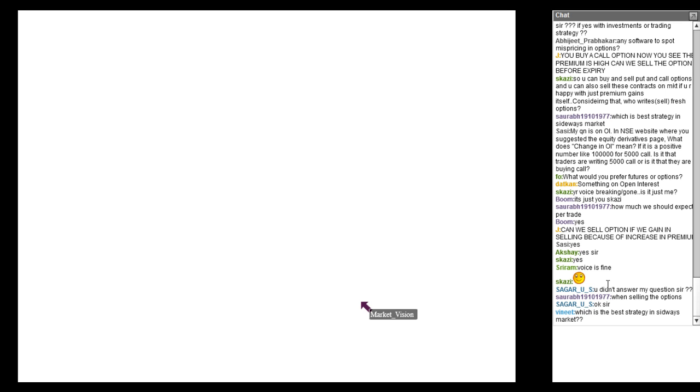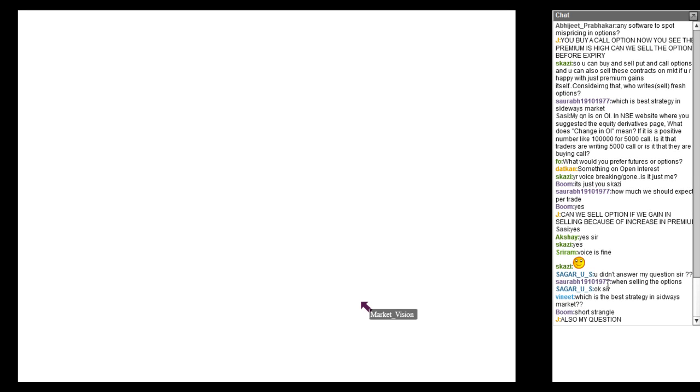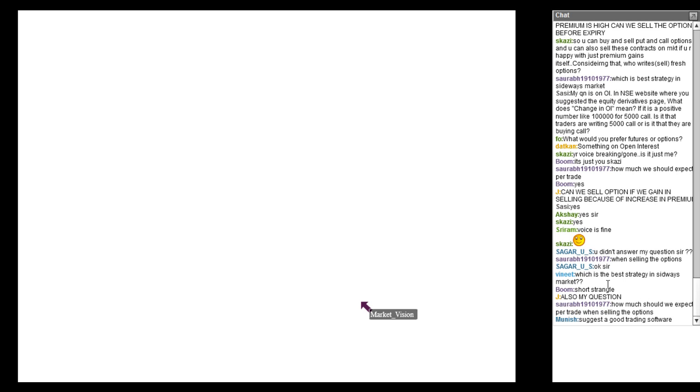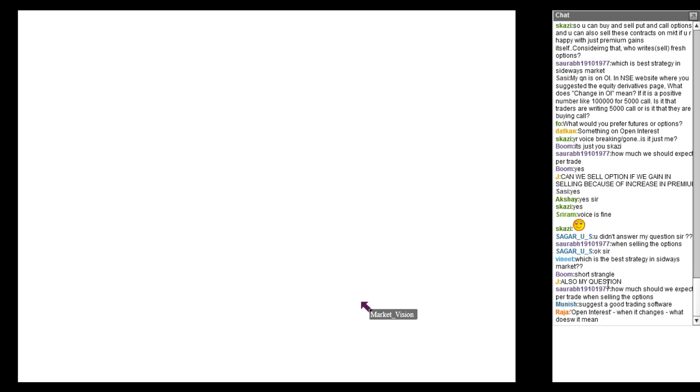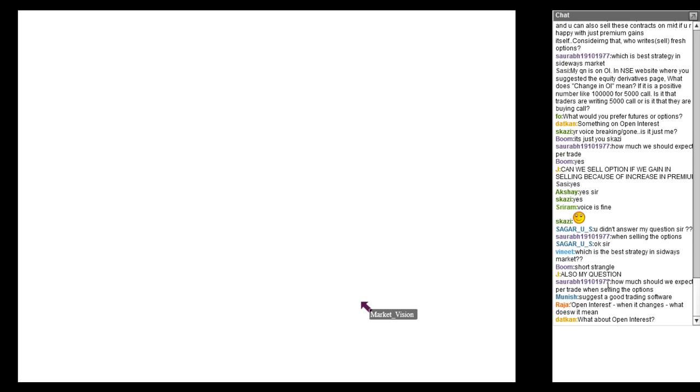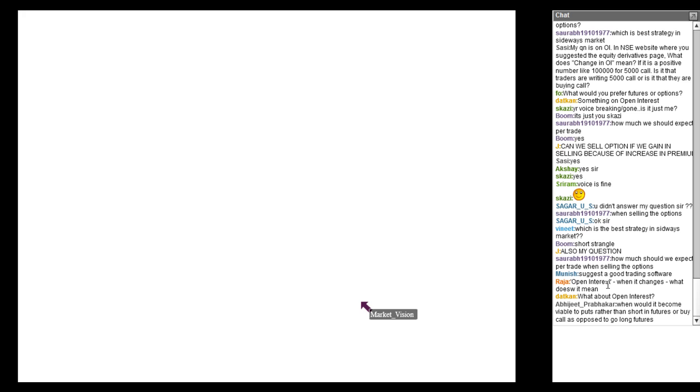So you can buy and sell put and call options. Considering that, who sells fresh options? Well, let's say I don't own a contract. You don't own a contract. You want to buy, I want to sell. If a trade happens between both our bids and asks, then it's a fresh contract. If I already have something and I want to sell it, if I own an option and I want to sell it, somebody buys it, there's no fresh contract.